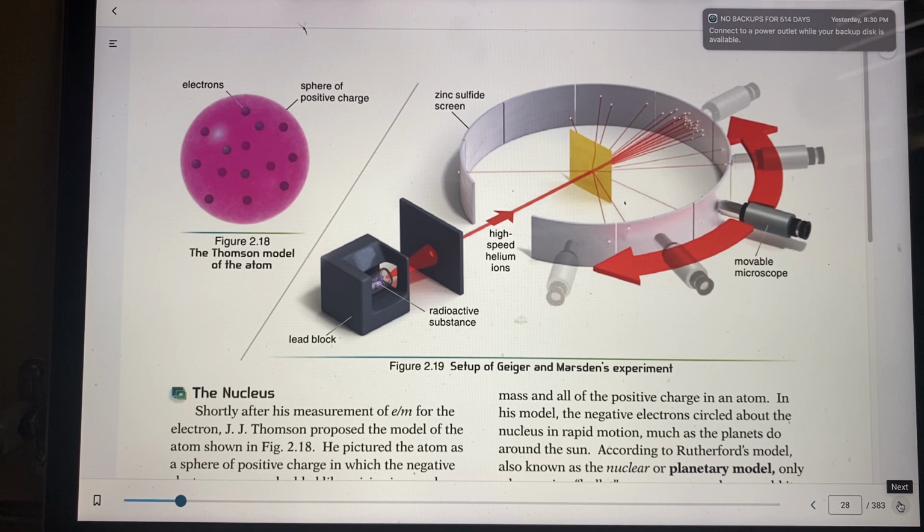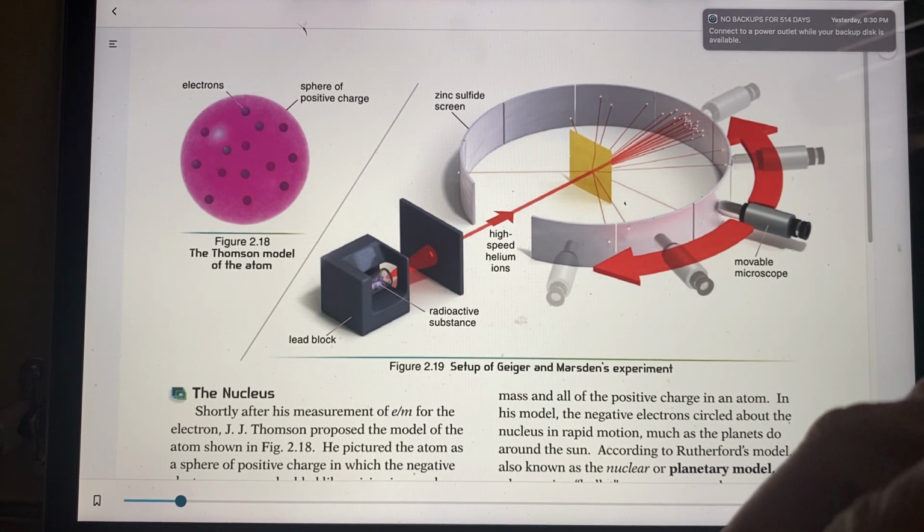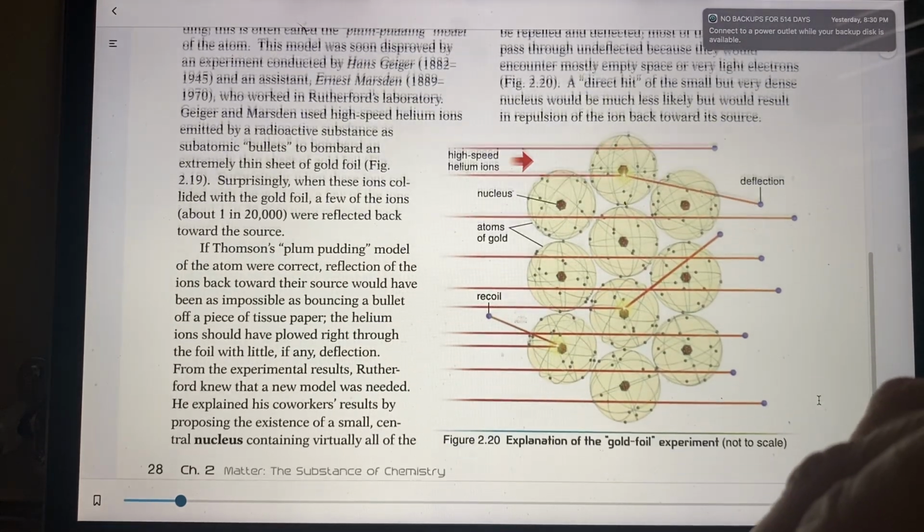So basically saying that these electrons had to be on the outside circling around. And this model would now be called the nuclear or planetary model, which would be totally different than the plum pudding model, right? A totally different model than what was before.